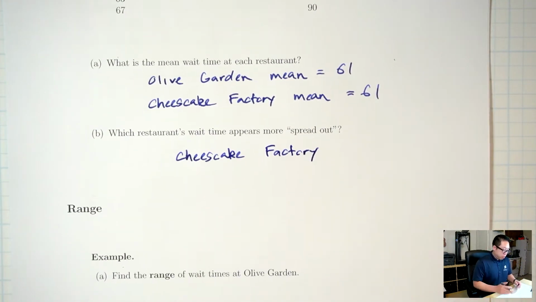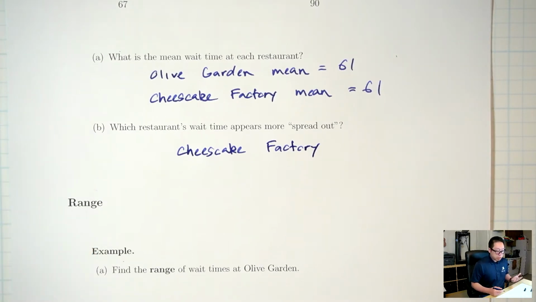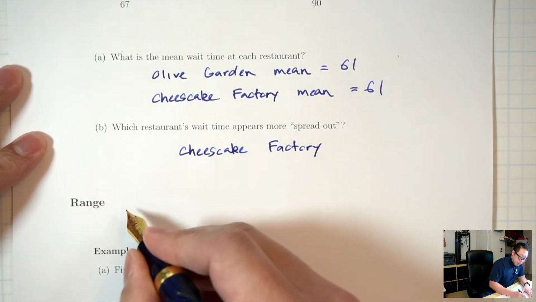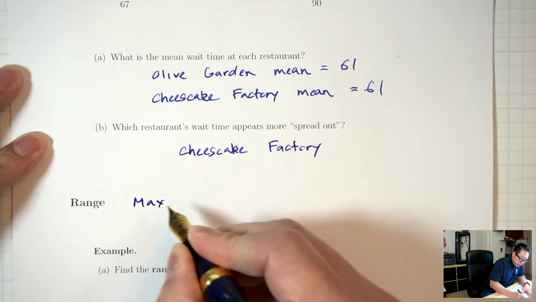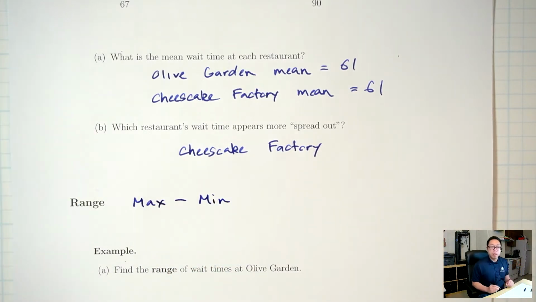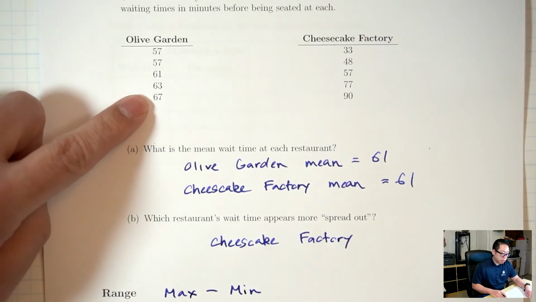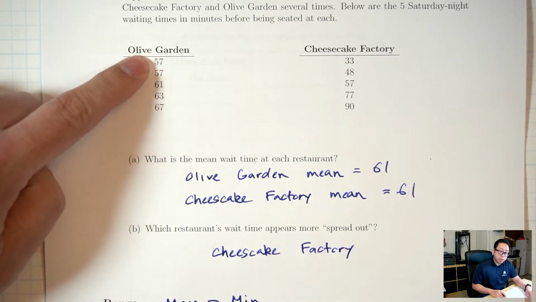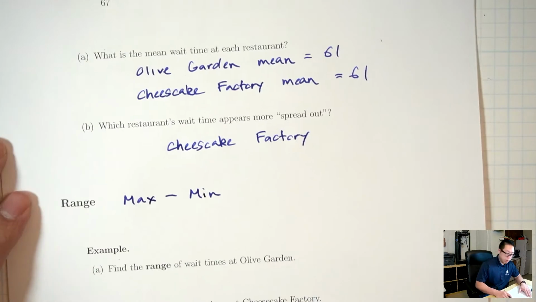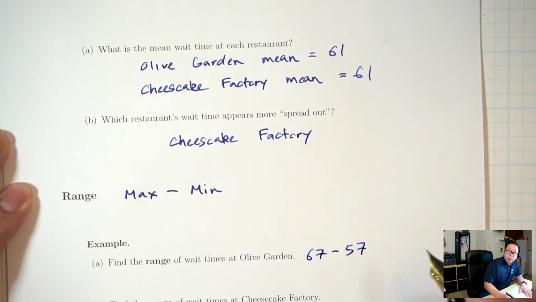The first measure of spread we'll talk about is a very simple one called the range. The range is just the biggest number minus the smallest number. I'll write it as the max minus the minimum. So part A, find the range for Olive Garden. The biggest number for Olive Garden was 67. The smallest number was 57, so 67 minus 57 is 10.